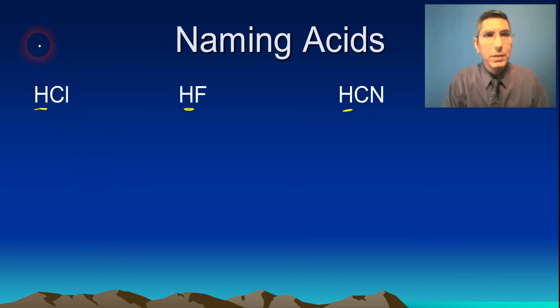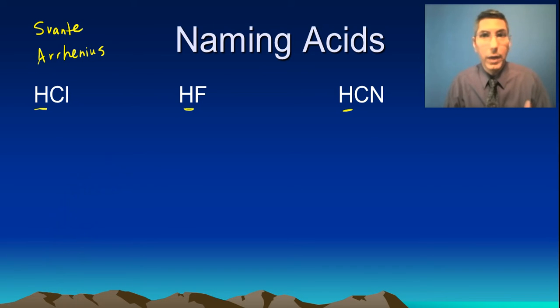Now, it was a Swedish chemist by the name of Svante Arrhenius, who, back in the 1880s first talked about what acids are, and first noticed that all acids are going to produce these hydrogen ions when they're dissolved in water. So when you're looking for acids, look for that hydrogen ion at the beginning of the acids.